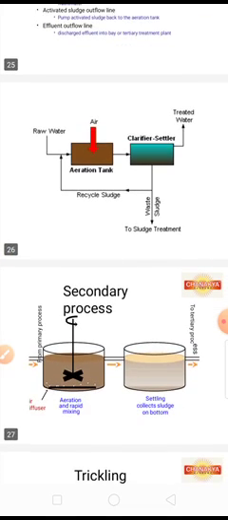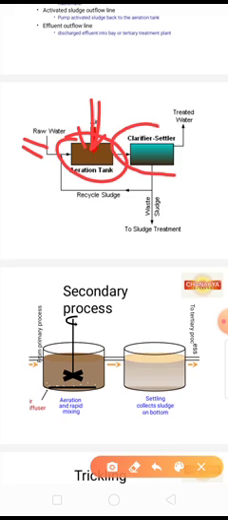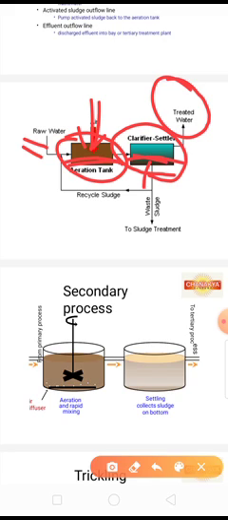So here you can see what we are doing: the raw water is collected into an aeration tank. Continuously oxygen is being provided into this tank, and then we get a clarifier settler, and that water is called treated water. The things which remain at the bottom are collected and go to sludge treatment.